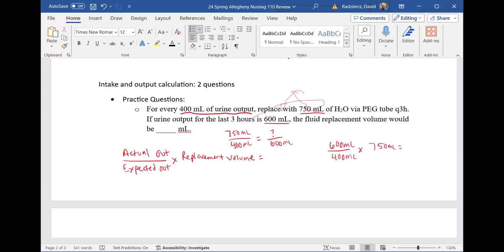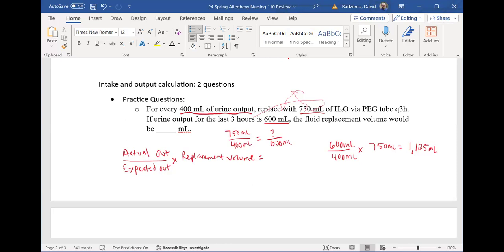And you're going to get a replacement volume of 1,125 milliliters. I know that sounds like a real big number, but if you think about it, how long does it take someone to consume a liter of water? Depending on how thirsty you are, you might be able to consume a liter of water in 10 minutes or even 30 seconds. That liter of water, it doesn't take long.